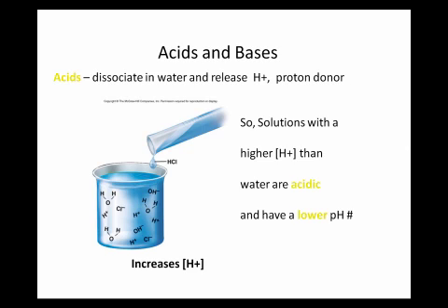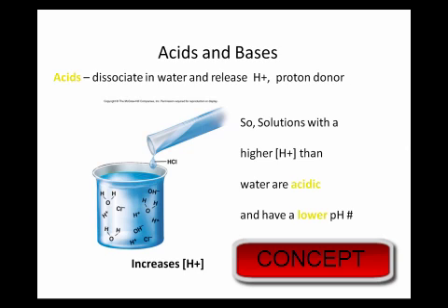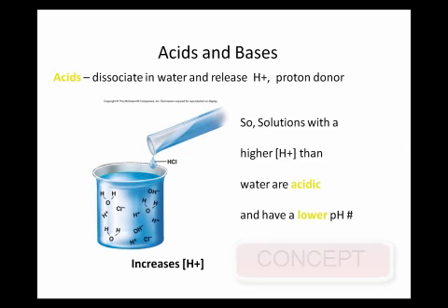So we're going to begin talking about pH, and in just a moment we'll see the pH scale. And the pH scale is comparing different solutions to pure water. So a solution that has a higher proton concentration than pure water would be called an acidic solution. Whenever we put that on the pH scale in just a moment, acidic solutions have a lower pH number.